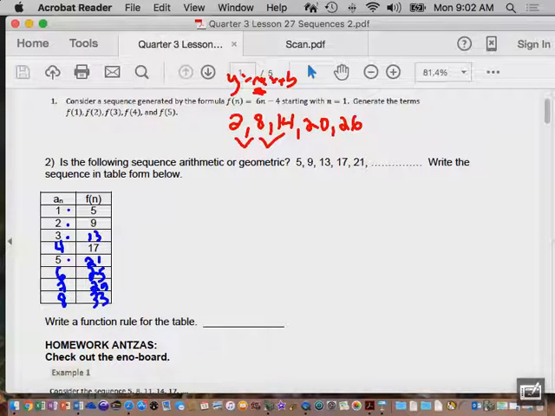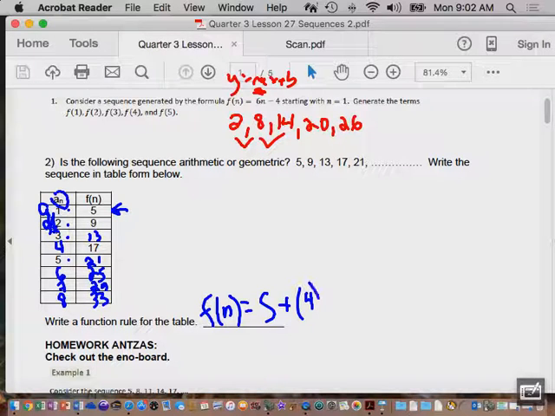Okay? Write a function rule. F of n equals, what is a sub 0? No. First term. 5, it's the first term. This is telling you what a sub n is; this is saying that this is a sub 1, a sub 2, a sub 3. Right? That's all this is saying. So I even want to say, this is kind of dicey. It wants the first term in the sequence. The first term in the sequence is 5. So we're going to go with 5, and then we're going to go plus, the common difference is 4, and then n minus 1. Okay?